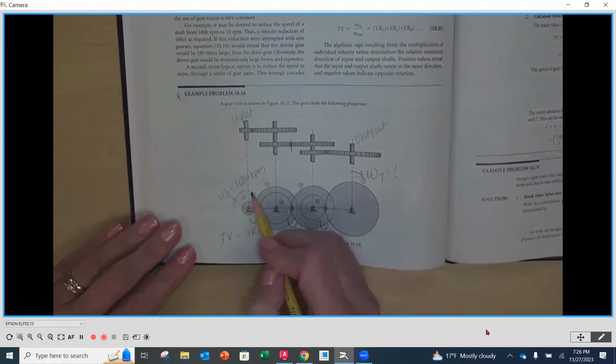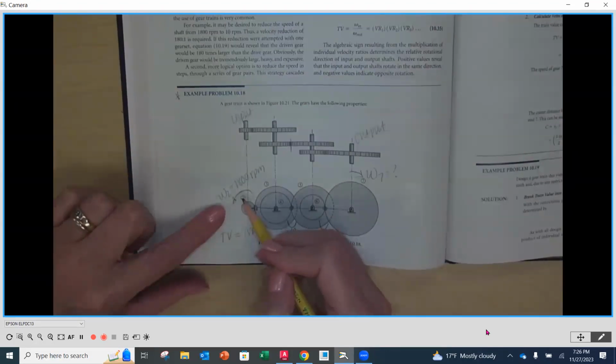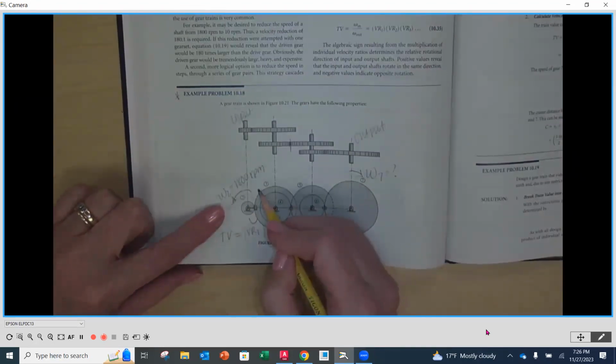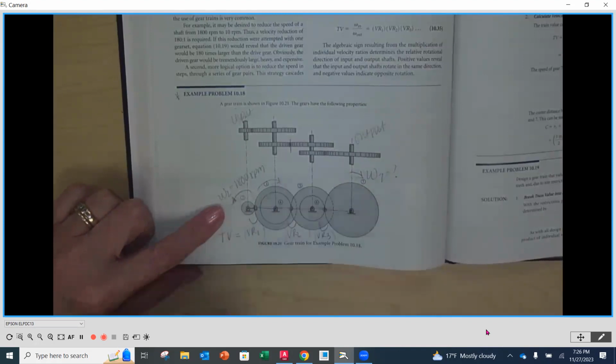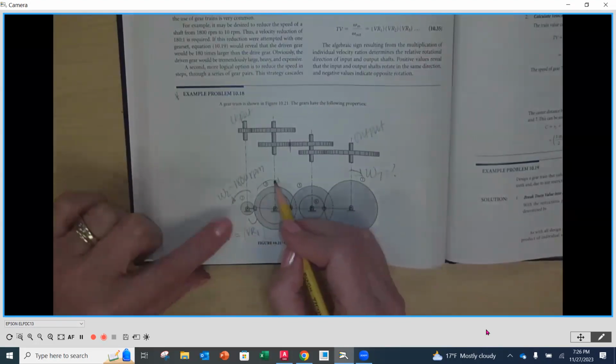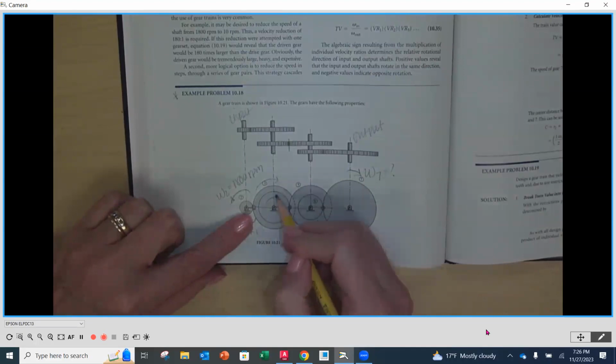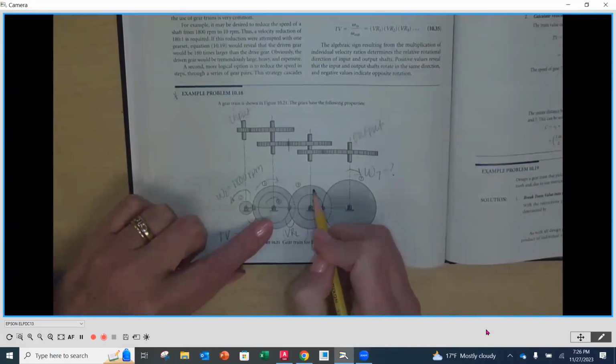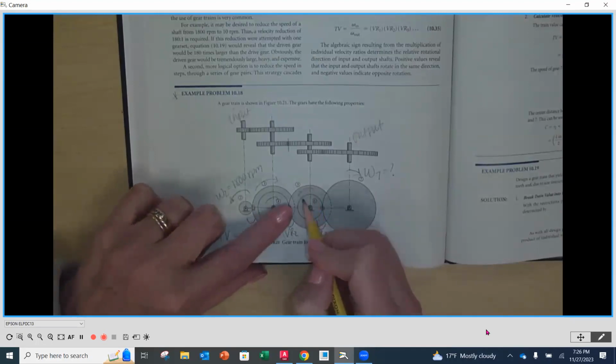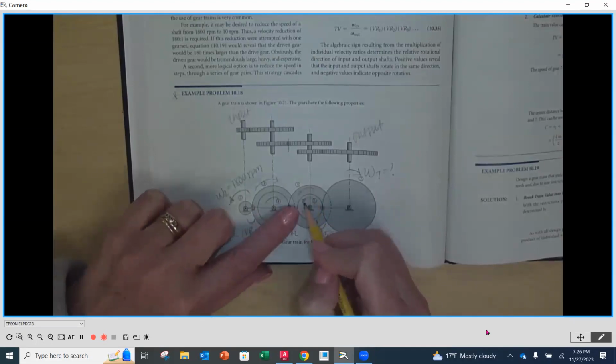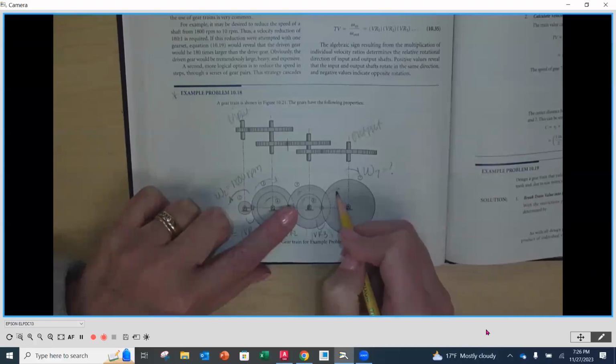So between these two, W2 is going to be going counterclockwise. That means W3 is going to be going clockwise. Number 3 is going clockwise. So is 4, because they're on the same shaft, right? Then number 5 is going to come back counterclockwise. 6 will be counterclockwise. And then 7 will be clockwise.